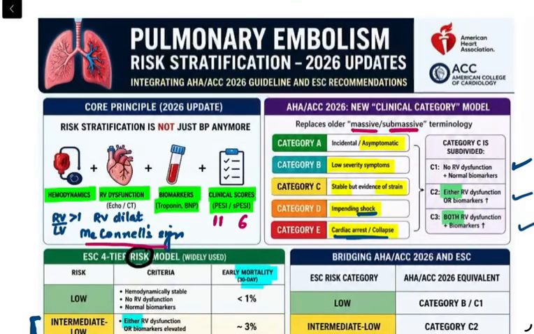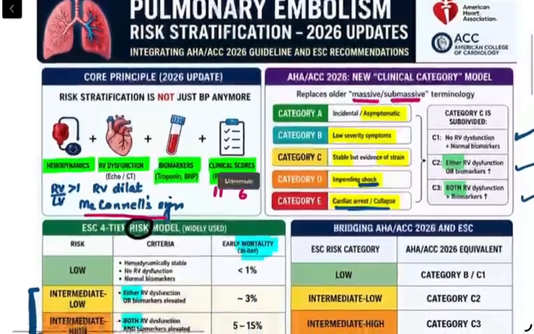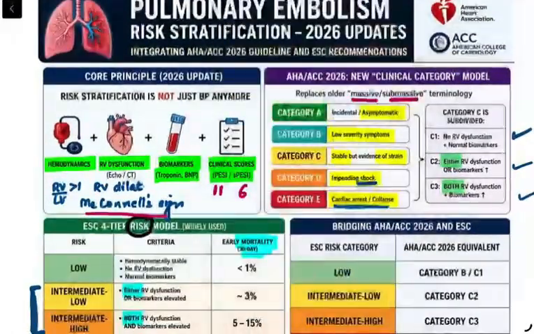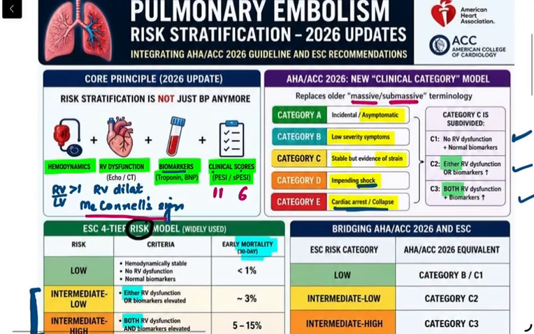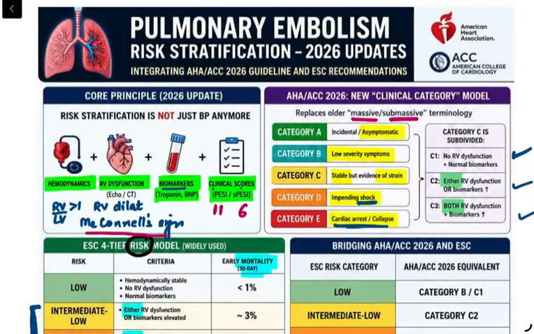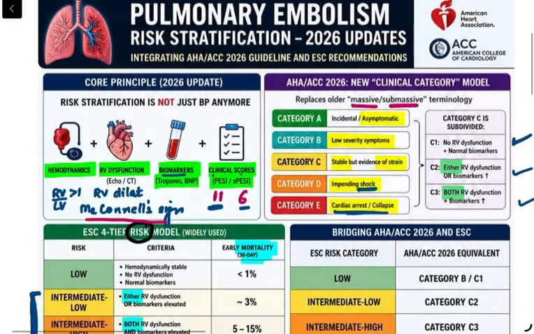The core update of 2026 includes not just hemodynamics, not just the BP anymore, but also RV dysfunction, biomarkers and clinical scores. RV dysfunction on the echo is demonstrated by RV dilatation and McConnell sign, biomarkers consist of troponin and proBNP, and clinical scores consist of the Pulmonary Embolism Severity Index, which consists of 11 variables, and the simplified PESI, which consists of 6 variables. According to the AHA update, this is a new clinical category model, and it replaces the old massive, submassive terminology.